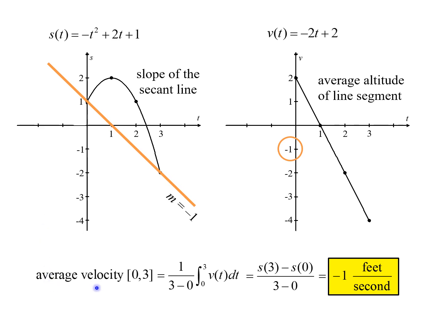Also remember that the average velocity is always going to be over a time interval, whereas the instantaneous velocity, which this function up here describes, will always be at a particular time. Let's move on to the next problem.